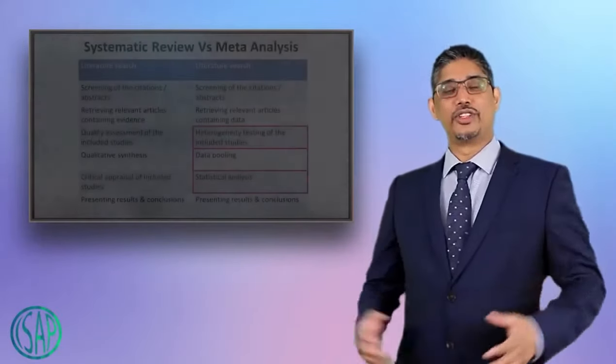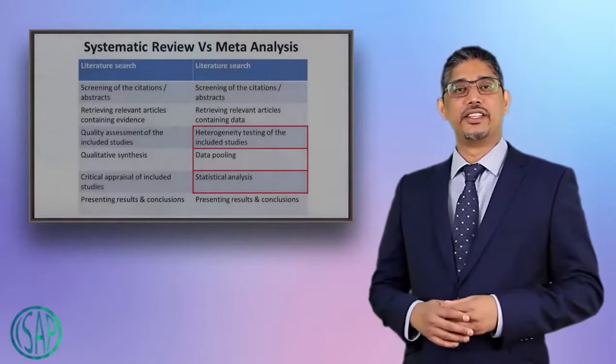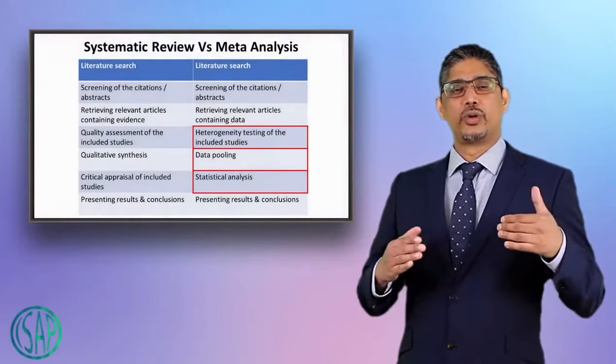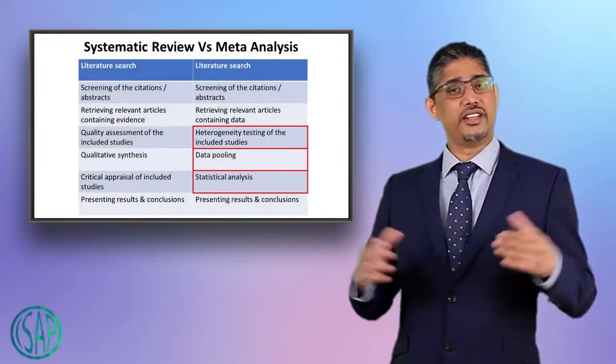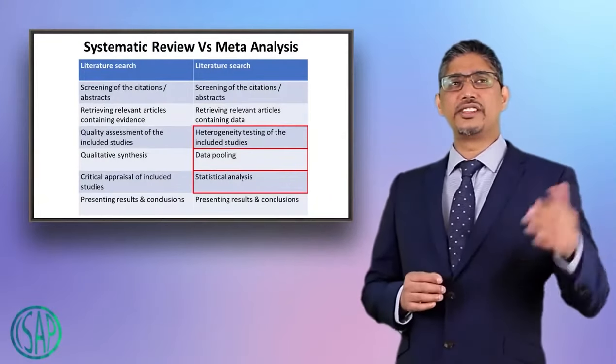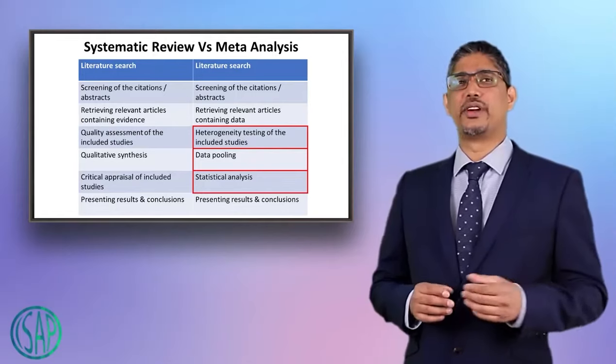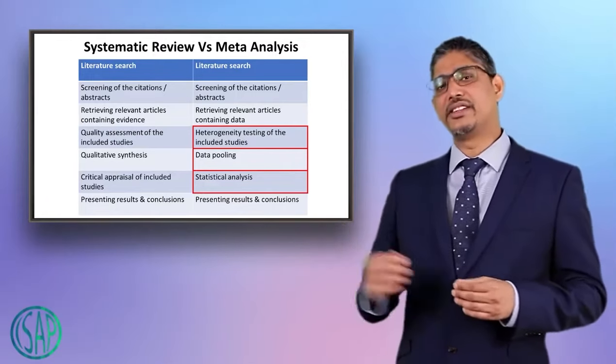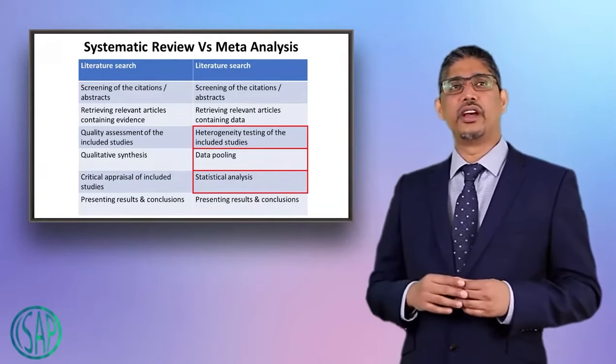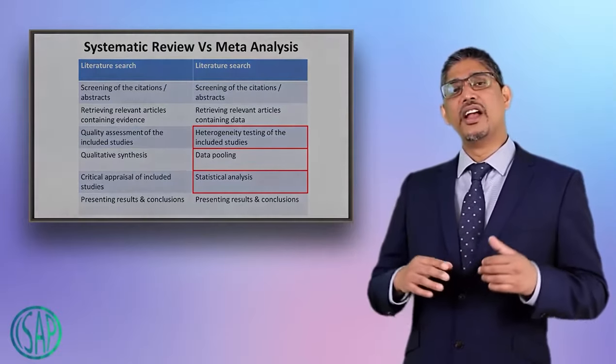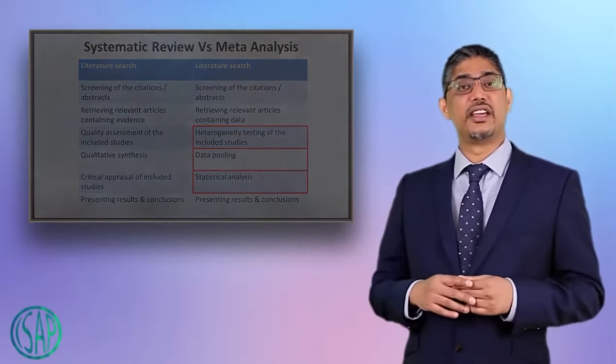So what's the difference between a systematic review and a meta-analysis? That's a good question, Artemis. So the key difference is mainly about the qualitative synthesis and data pooling. In a systematic review, you assess the quality of studies and do a critical appraisal, whereas in a meta-analysis, you do data pooling and you do heterogeneity testing and do a statistical analysis in detail.